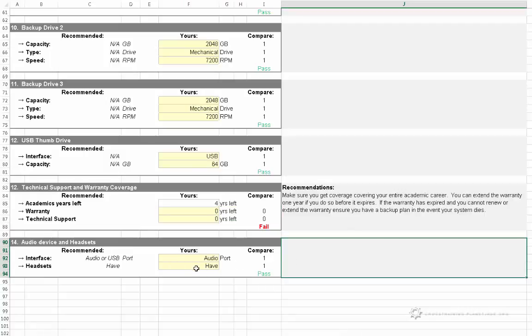Finally, we get the audio device and headsets. And again, this is something that you'll definitely need because your professors will often give you some video tutorials or other types of assignments that basically involve needing to have sound. So if you don't have audio on your computer, chances are you could probably get away with using the computer lab. There is only one computer lab and it's used by the entire college. We have about 750 students and there's only 30 computers. So that is something to think about.